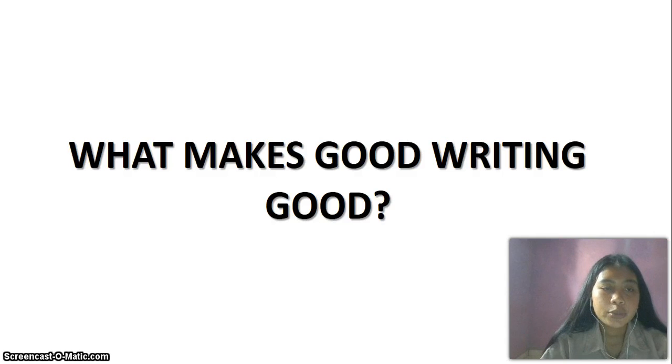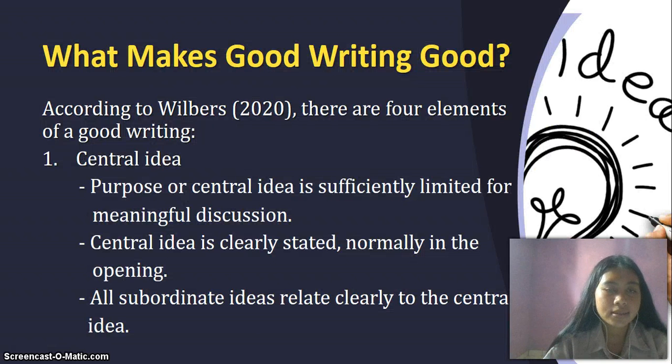So let's move to what makes good writing good. According to Wilber's 2020, there are four elements of good writing. The first one is the central idea. In the central idea, you have to consider some points. The first one is purpose: the central idea is sufficiently limited for meaningful discussion, and the central idea is clearly stated, normally in the opening, and all subordinate ideas relate clearly to the central idea.